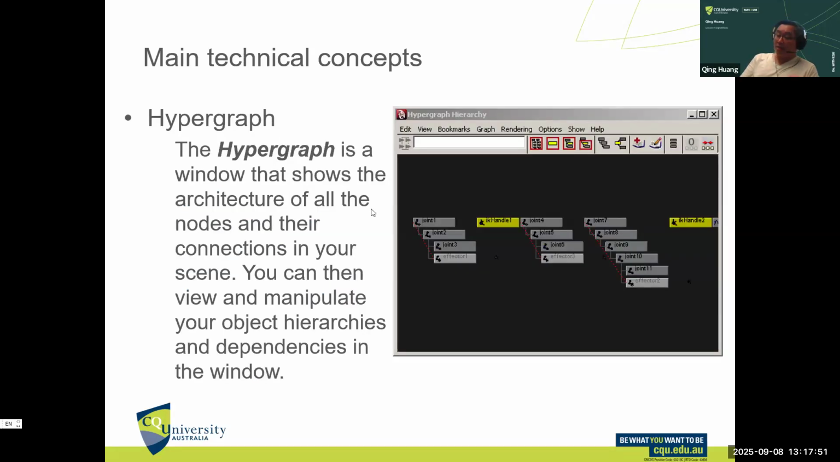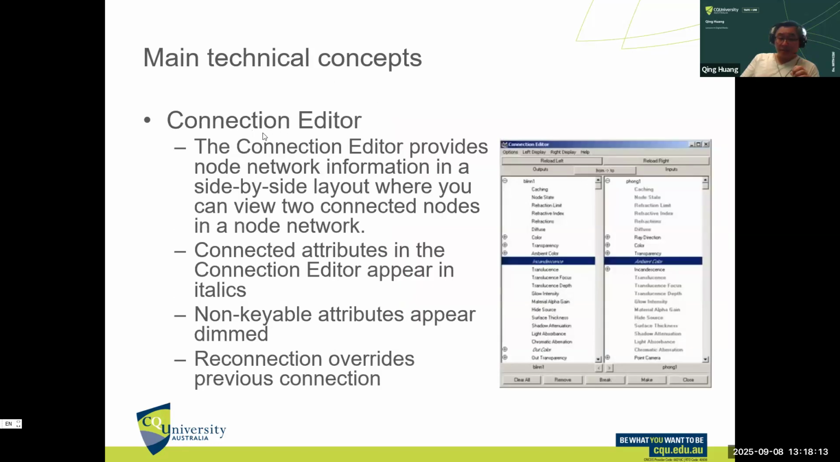So the Hypergraph is the window for you to show the architecture of all these nodes, right? And that there are connections in the scene. You can then view and manipulate your object's hierarchy and the dependencies in that window. So it can get very complicated. All right. And sometimes using the Connection Editor, you have one node with all its properties on the side, and another node. So you have a driver and a driven node. You make the connection.